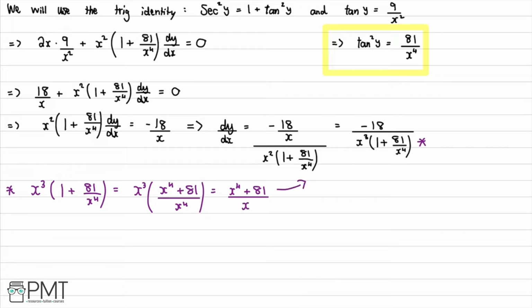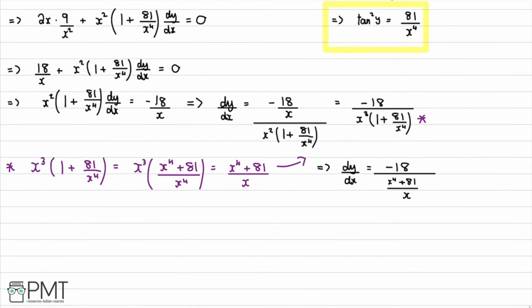Then we can substitute this back in. So therefore we have that dy divided by dx is going to be equal to negative 18. And then we divide this by our expression here, which is x to the power of 4 plus 81. Then we divide that by x. So you think, what can we do now? Well, we can take this fraction at the bottom and multiply everything by x. What's that going to leave us with? That is going to leave us with 18x, and then this x will disappear. So therefore, we can conclude this will be our final answer.